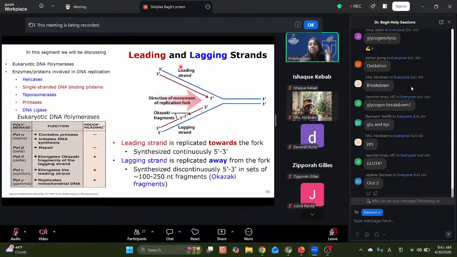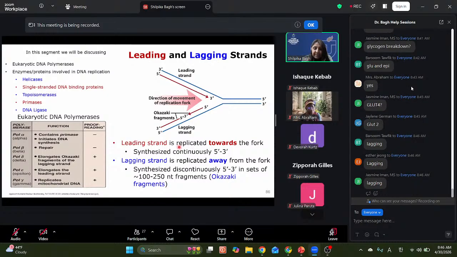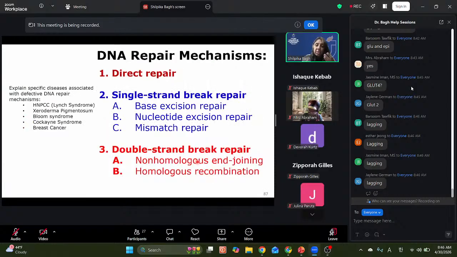You know the central dogma. You know the replication. So leading strand or lagging strand? Where do you see Okazaki fragment? Lagging strand. So these are the basics. Understand them. Go back and see them. You did single-stranded and double-stranded break repair.